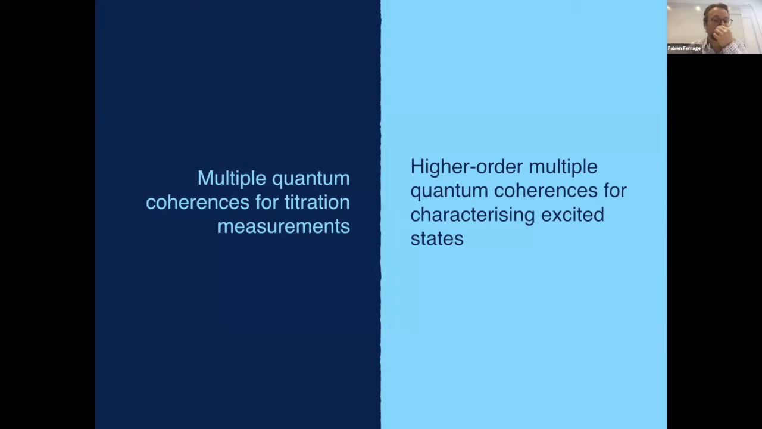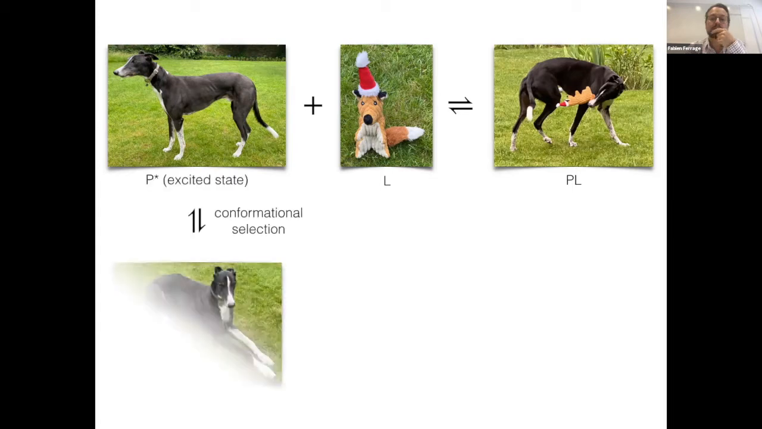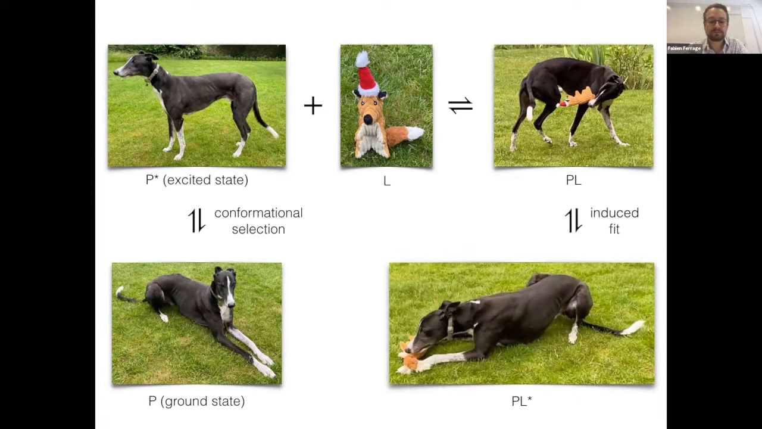When we think about titrations, we're considering the interaction of a larger molecule with some small molecule to form a bound complex. But I think NMR is really powerful, and you can pick up a lot more from these things. So your titrations are not just looking at these simple two-state interactions, but you can have more complex mechanisms. You can have an excited state and a ground state interacting, so conformational selection, or an induced fit where you have a conformational change after binding.